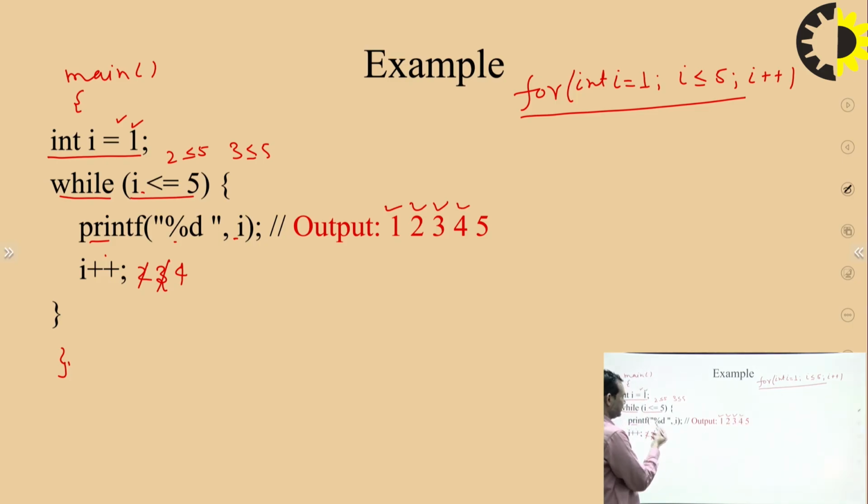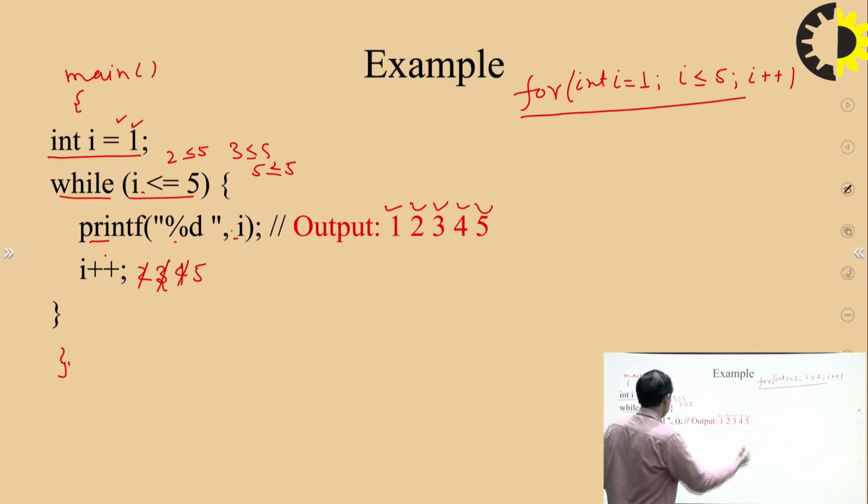And next, it will increase the value of I to 5. The condition is 5 is less than, no, but equal to 5. Yes, the condition is true. It will go inside and print 5. So this is the basic for loop.